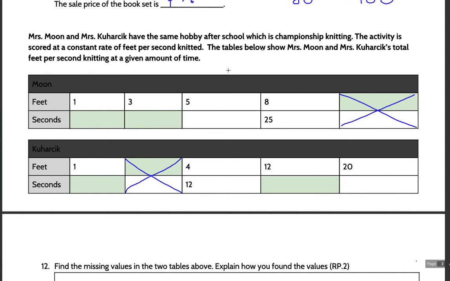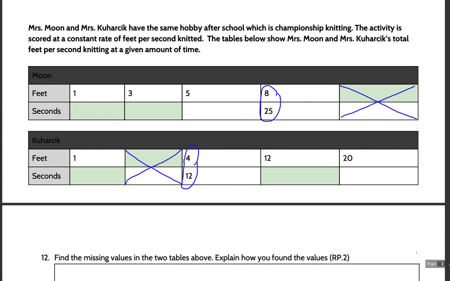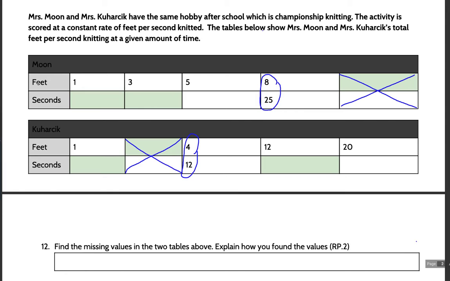So in order to solve these, you need to find a pair that has both of the numbers. So this one has both of the numbers, feet and seconds, and this one has feet and seconds. And really what you're trying to do, remember when you're doing unit rate problems, is the best way to do this would be, well, see how there's 1 foot right here?